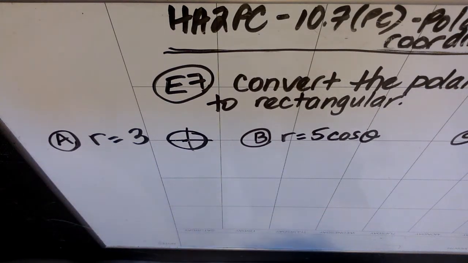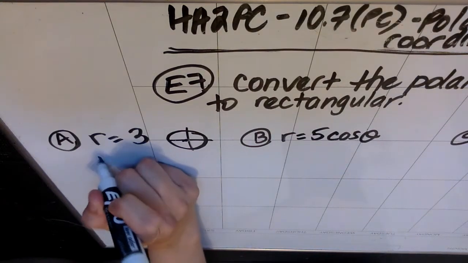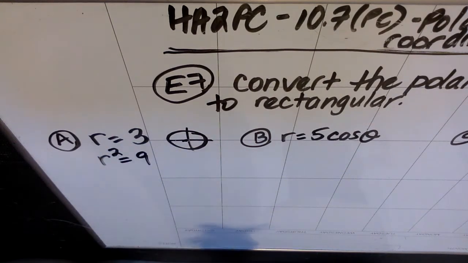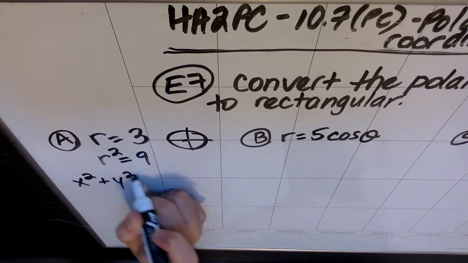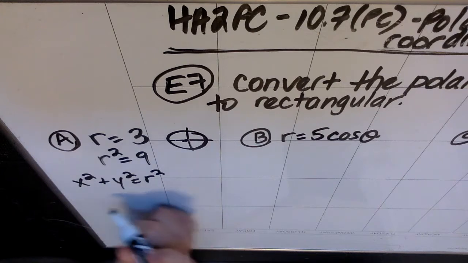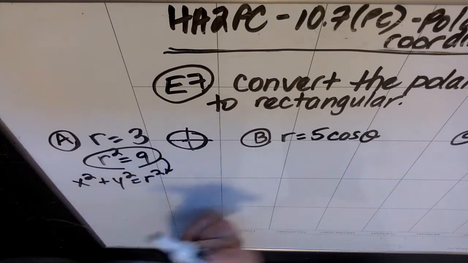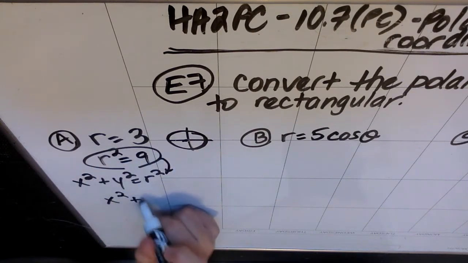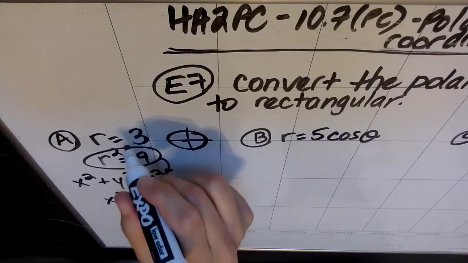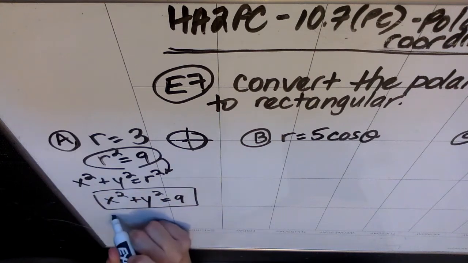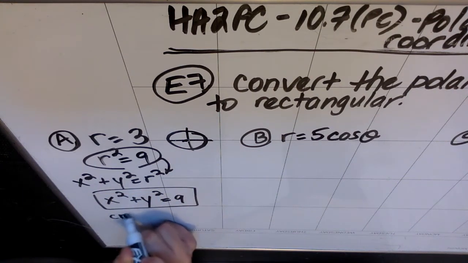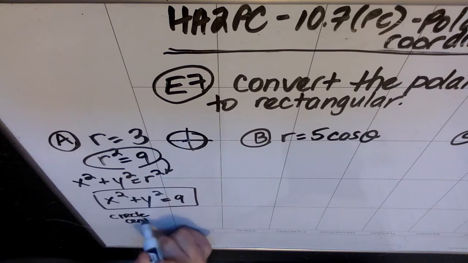So the only one that would be useful to me is that x squared plus y squared equals r squared. Well, this isn't r squared, but I could easily find that r squared is a 9, right? And I know that there's a formula that says that x squared plus y squared equals r squared. So I realized that I could replace that r squared with a 9 and say, oh, here's my polar equation r equals 3 converted into rectangular. It looks like this. It's not a shock because we know that this is a circle with the center at 0, 0 and a radius of 3.